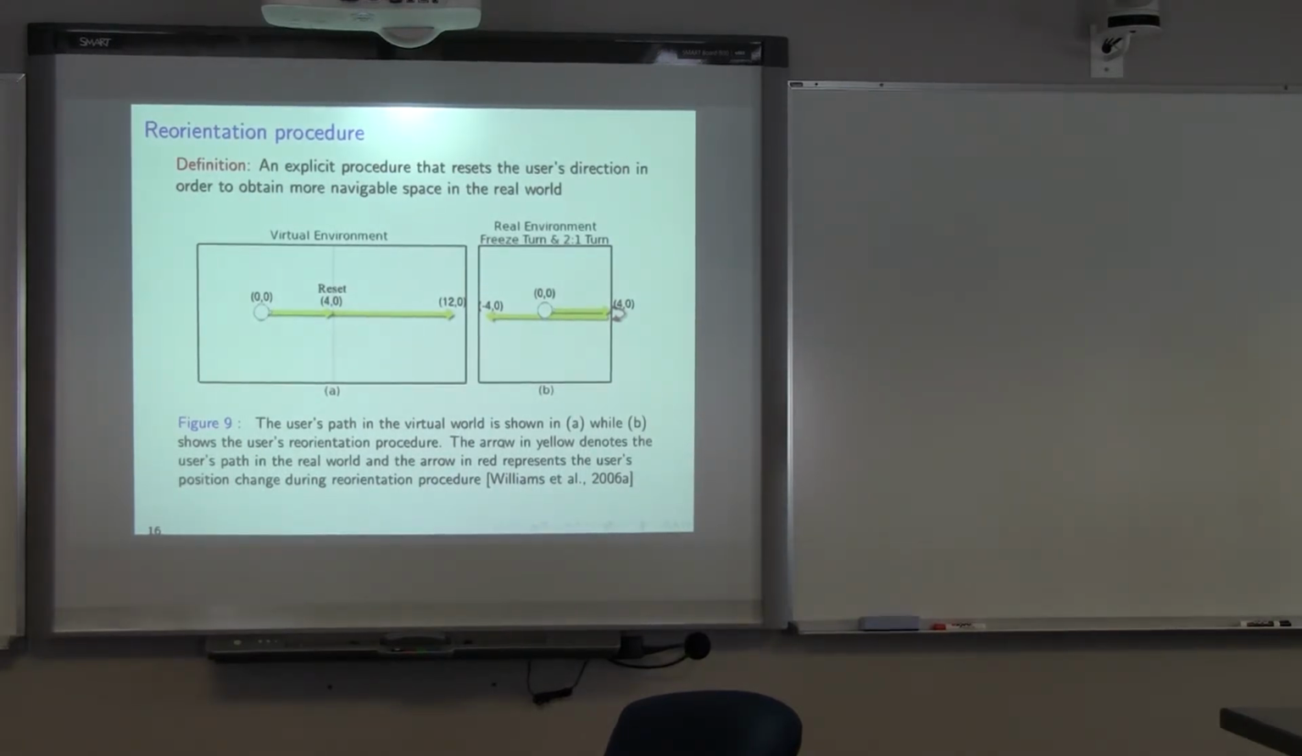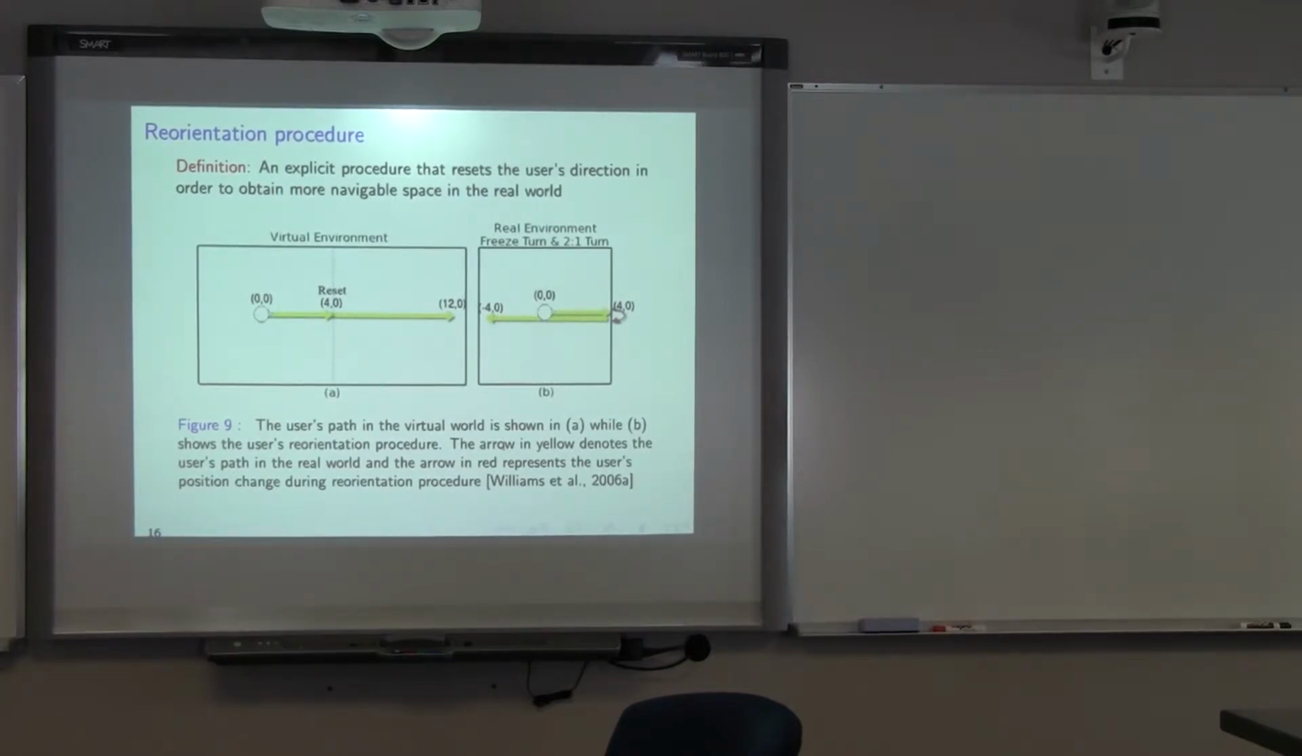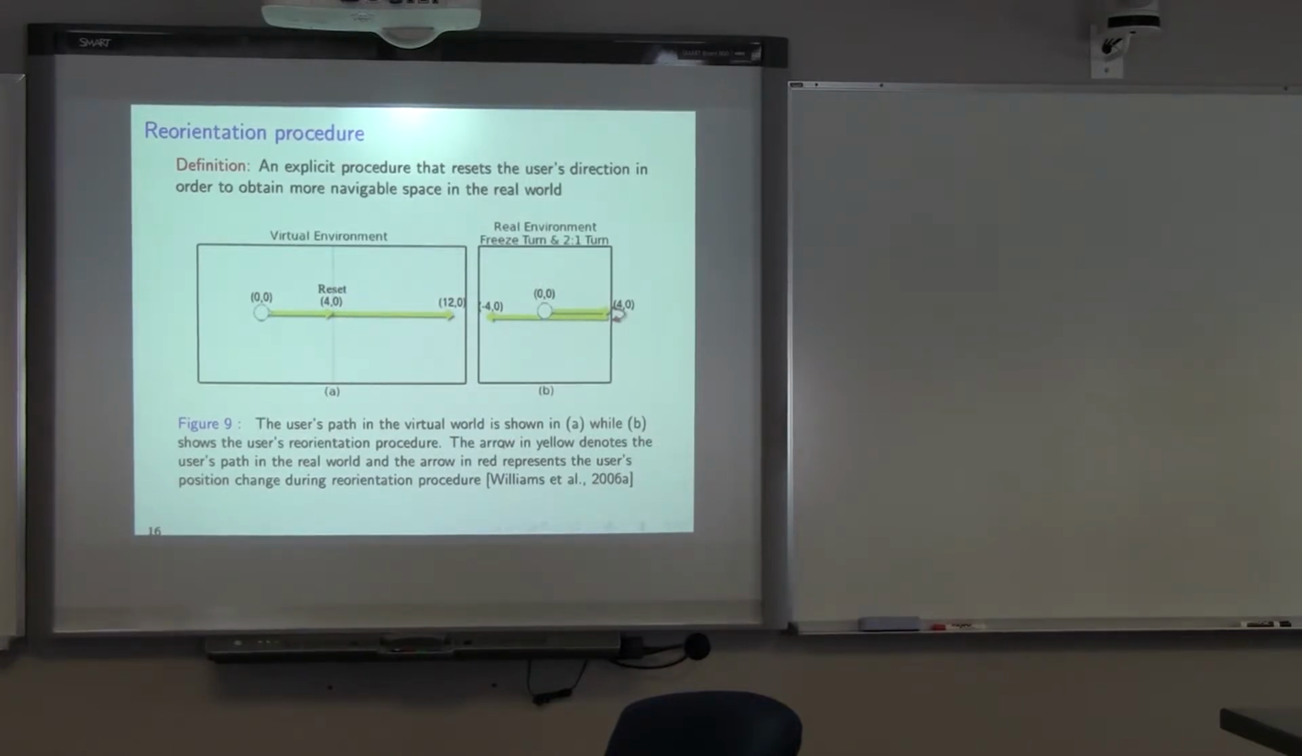Okay, here is a reorientation procedure. This is an explicit procedure to stop the user when he has no space in front of him to walk in the real world. There are many ways to reset users' orientation. The graph shows one of them.